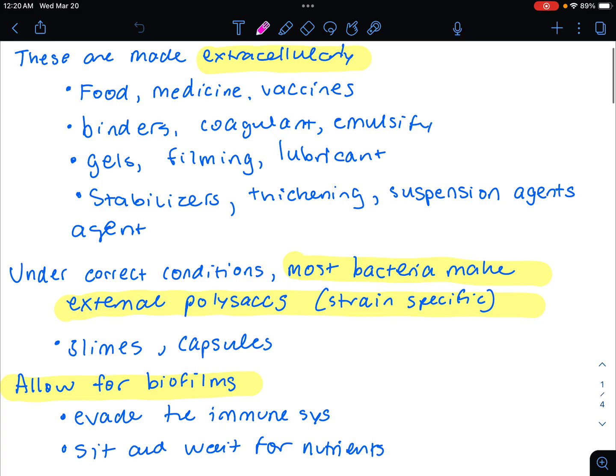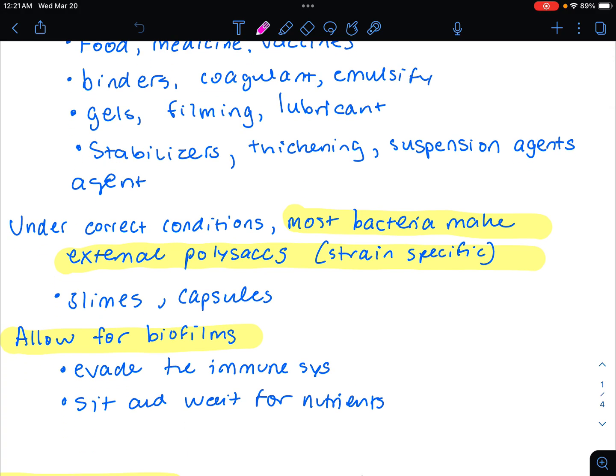on polysaccharides in microbiology. So, polysaccharides are made extracellularly by microorganisms for food. You could also have them in the pharmaceutical industry as well as the usage in vaccines. Again, extracellular. These are extracellular products. You have several uses, such as binders, coagulants, emulsifiers, film formers, gelling, lubricants, stabilizers, thickening, and suspension. So I just listed a few of them there.